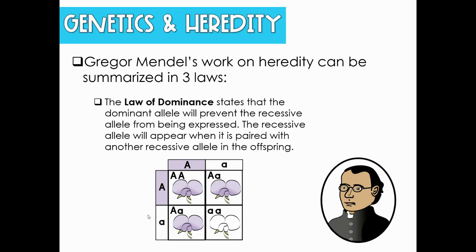So here in our example, we have a cross between 2 heterozygous individuals where the purple flower color is the dominant trait. So therefore, we're only going to see the white recessive trait when 2 recessive alleles are expressed. So we do see that here in the bottom right-hand corner. So we're going to get the white flower.